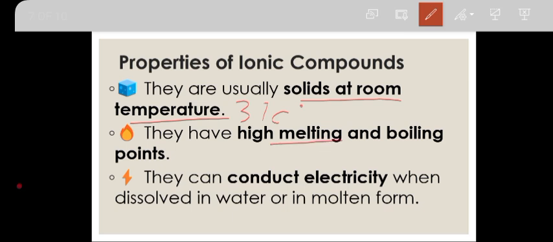Secondly, they have high melting and boiling points. Lastly, ionic compounds conduct electricity when they dissolve in water or in molten form. They are good conductors of electricity when they dissolve in water or are present in molten form.